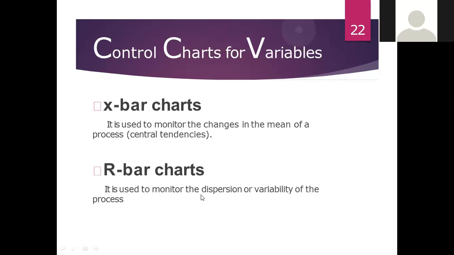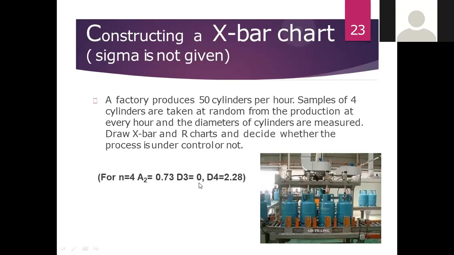The R bar chart measures the dispersion. Range means the difference between the highest and the lowest. So it measures the dispersion or variability of a process. How far there is a spread, how far it varies, that is measured by range. So first we are going to draw a control chart for range. This is the data, an example I am going to do for you.